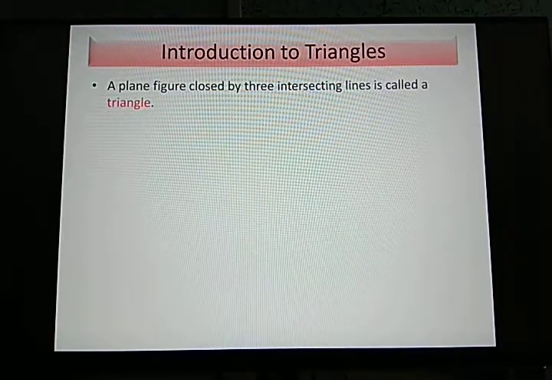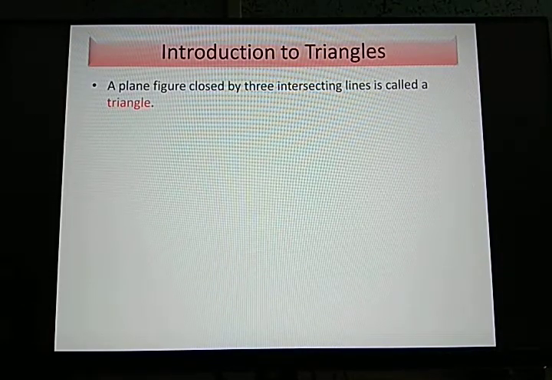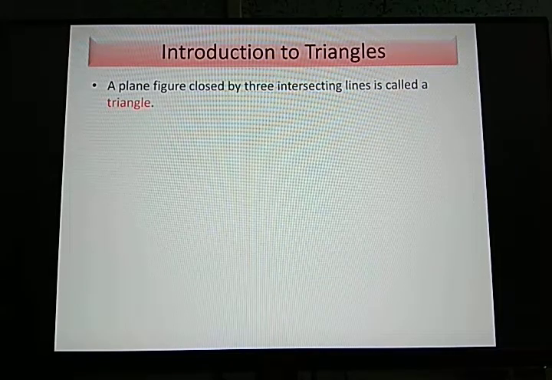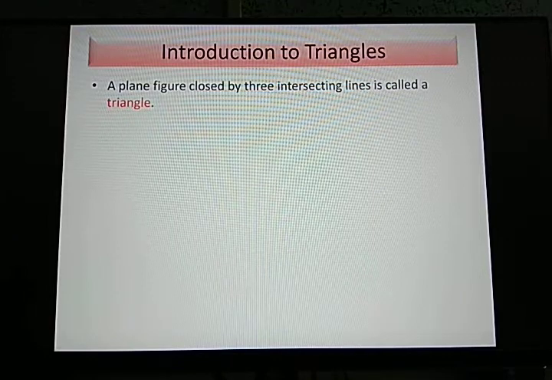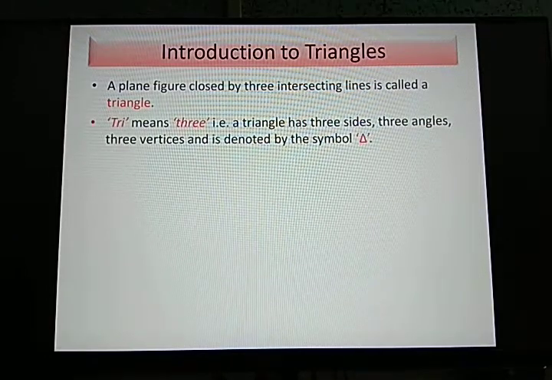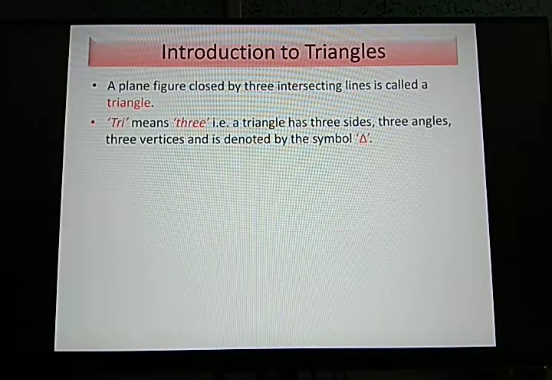So a plane figure which is closed by three intersecting lines is called a triangle. Now we can clearly imagine the figure in our mind that it is a closed figure and it is made up of three intersecting lines. Clear? Now the name itself says triangle. So tri means what? It means three. That is, a triangle has three sides, it has three angles, as well as it has three vertices, and it is denoted by that symbol. As you can see on the screen, that symbol denotes a triangle.